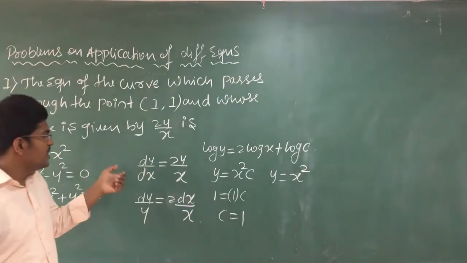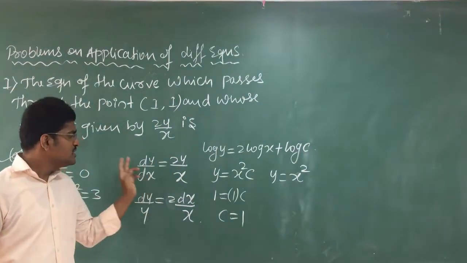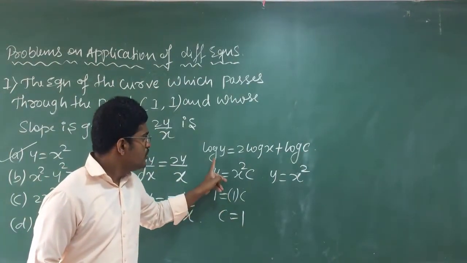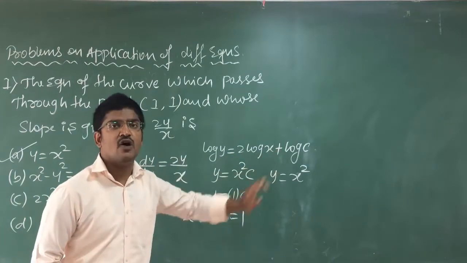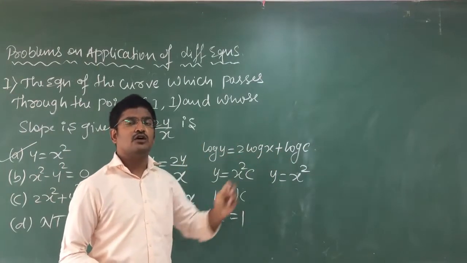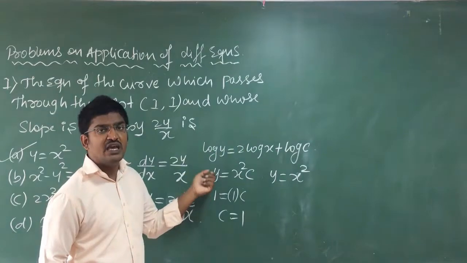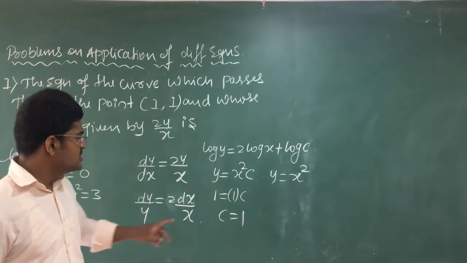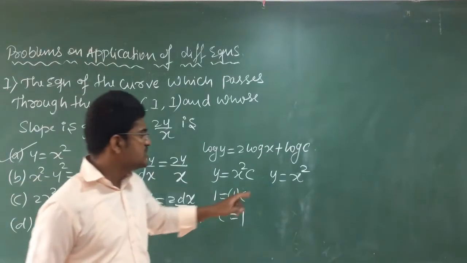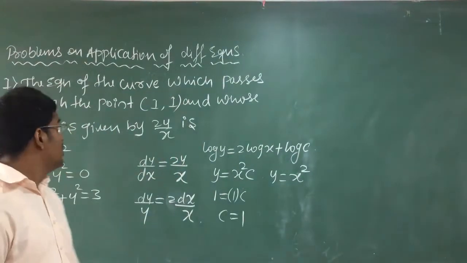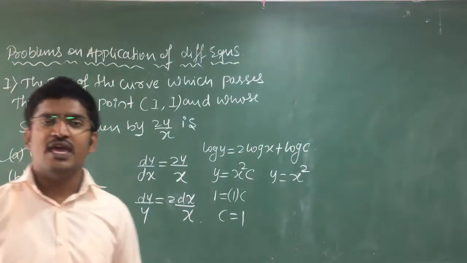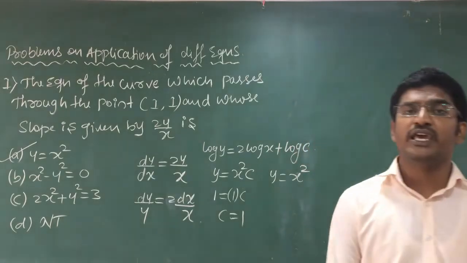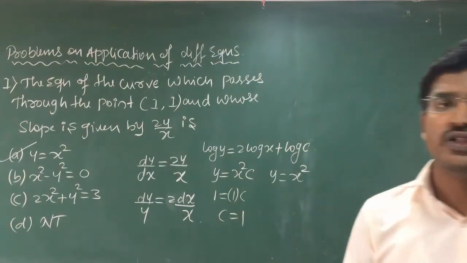If you know that dy by dx will be equal to 2y by x, separate the variables, integrate on both sides, you are going to have log y equal to 2 log x plus log c. Apply the logarithmic rules, you are going to get y equal to x square into c. X and y are 1, so therefore c is equal to 1, hence the answer will be y equal to x square. That is your option A. Are you clear, students? So this is how we are going to use the applications. Let us see some more problems on this.